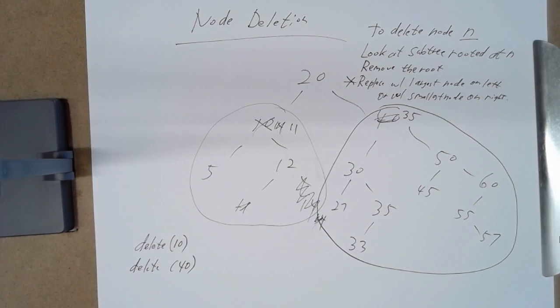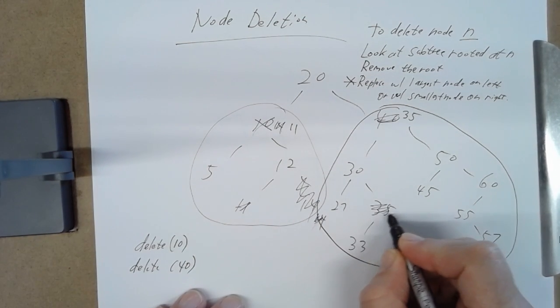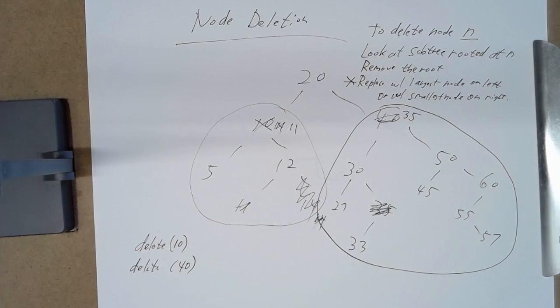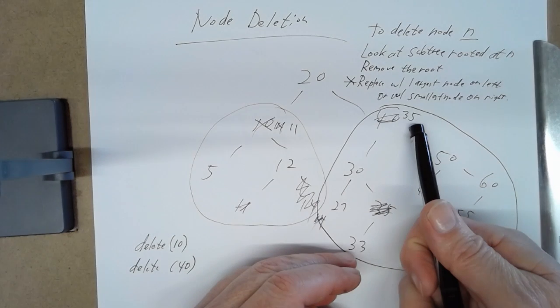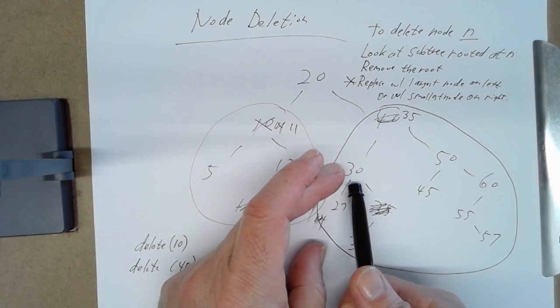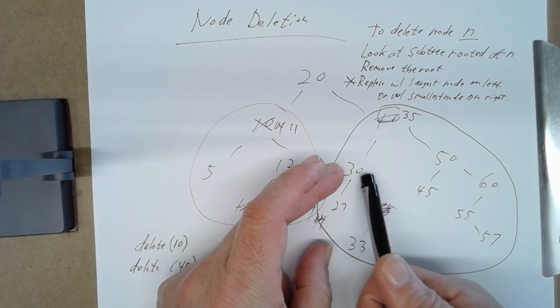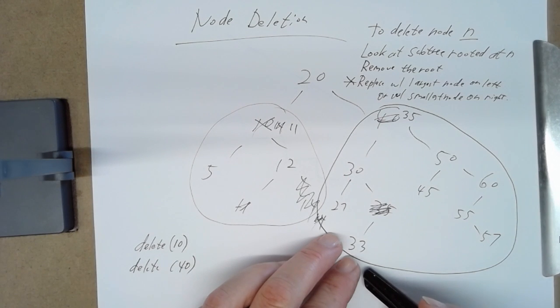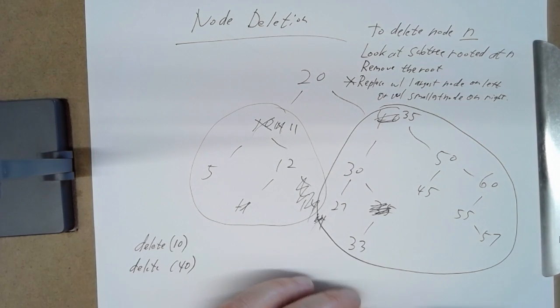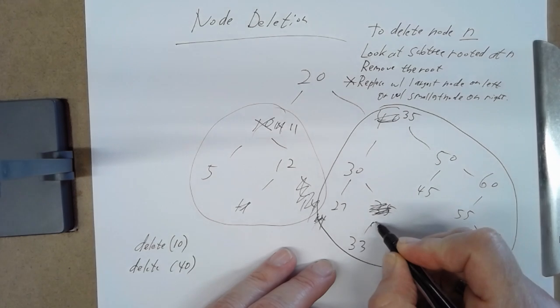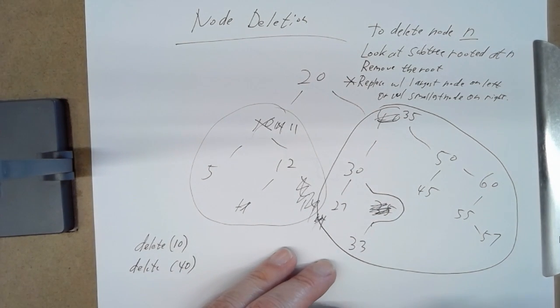But there's a problem here. If we delete 35, 33 has been orphaned, right? We moved its parent. And 35 can't bring its child 33 along with it because it's got a new child 30, right? And it's also got a child on the right, but it's got a child on the left. So 33 has been orphaned. But that's not too bad. We can have it be adopted by 35's parent. And that's always going to be an option.